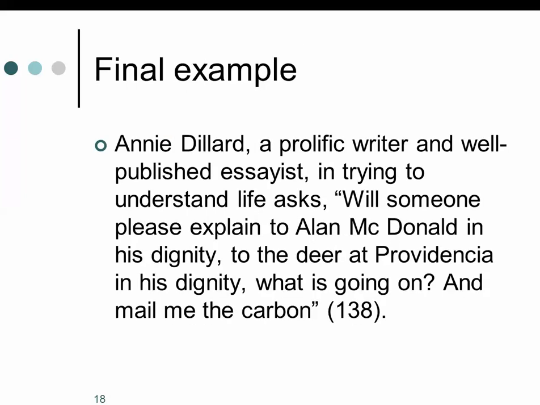All right, here's your final example. Here's our author, our signal phrase, our quotation, and our in-text citation. So I'm talking about Annie Dillard's piece, and I want to give an example of her not understanding life by the misery that she witnesses. So Annie Dillard, a prolific writer and well-published essayist, in trying to understand life asks, and I quote, "Will someone please explain to Alan MacDonald in his dignity, to the deer at Providencia in his dignity, what is going on, and mail me the carbon?" Close quotations, open parentheses, 138 in your text, close parentheses, period.